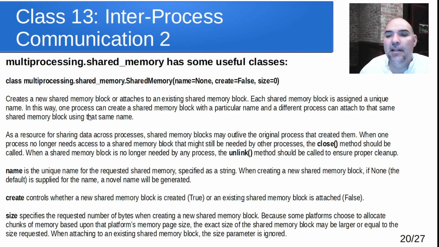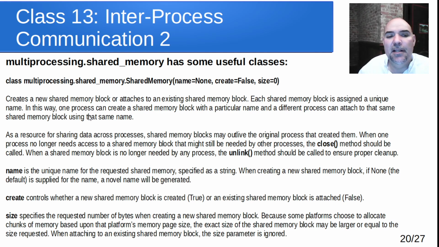Each shared memory block is assigned a unique name. In this way, one process can create a shared memory block with a particular name, and a different process can attach to that same shared memory block using that same name. Now notice this is actually pretty cool because it doesn't require both of those processes to necessarily be started by the same parent process like we saw earlier where we had to pass that. In this case, you can just make a shared memory block, give it a name, tell it to create it, and then other processes can be run even later, days later, open up, access that shared memory block, and close.